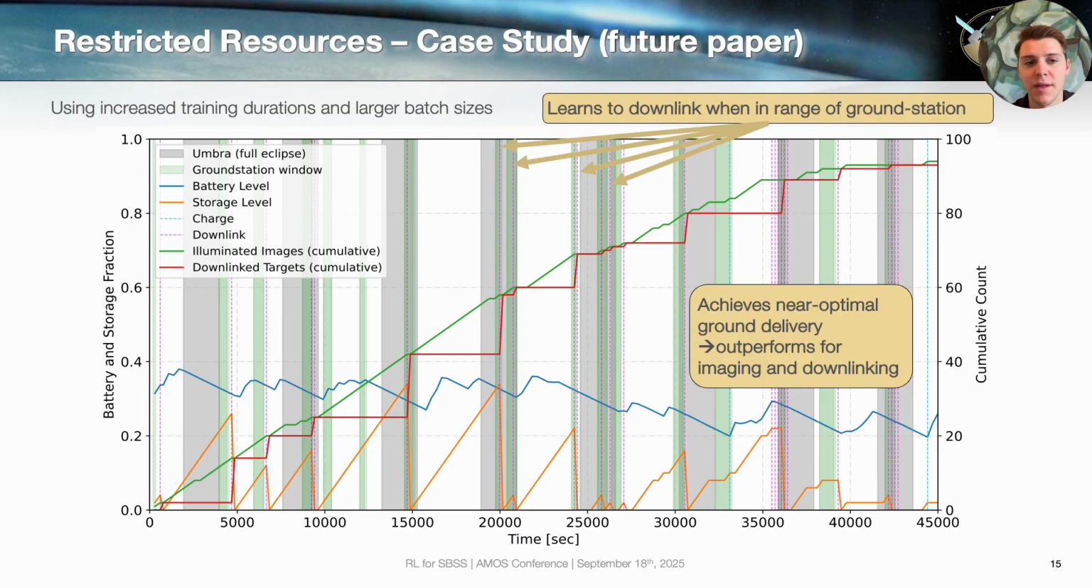So here we have the largest number of imaged targets, as well as the largest number of useful downlinks, which are when an illuminated image is also downlinked successfully. And here we also see near optimal performance in terms of the downlinks, because it is trying to use almost all of the downlink windows.